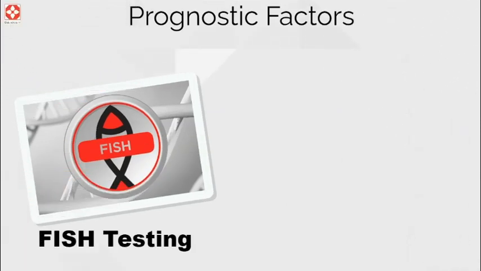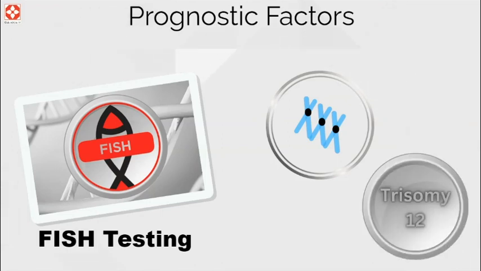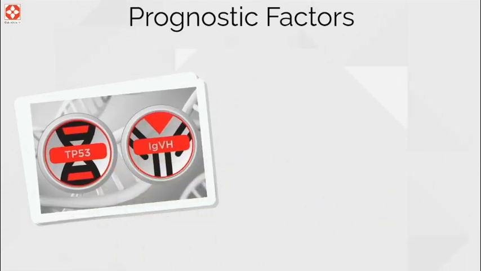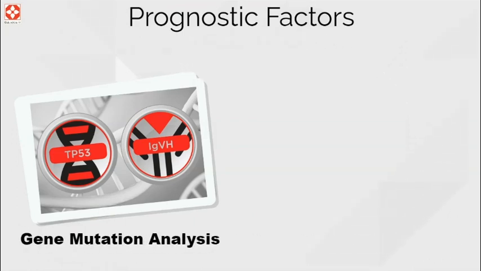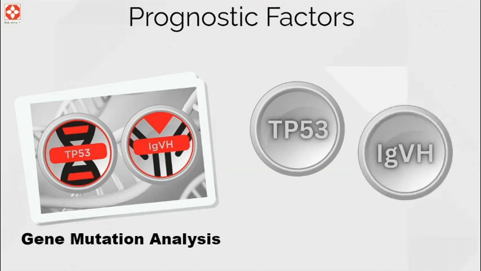With FISH testing, we can also see if there are any extra chromosomes or copies that aren't normally there. For CLL and SLL, we are also looking for the presence of the extra chromosome called trisomy 12. 2 other important prognostic tests that are necessary for those with CLL and SLL include looking for mutations of 2 genes called TP53 and IGVH, sometimes called IGHV.